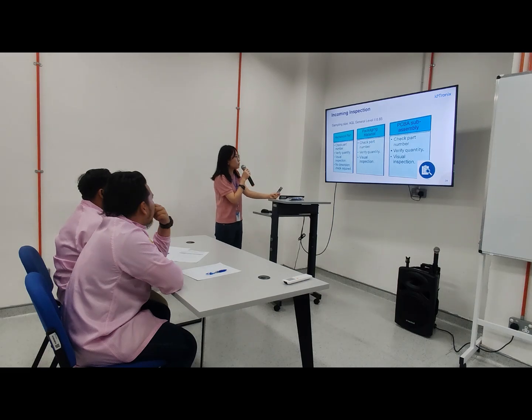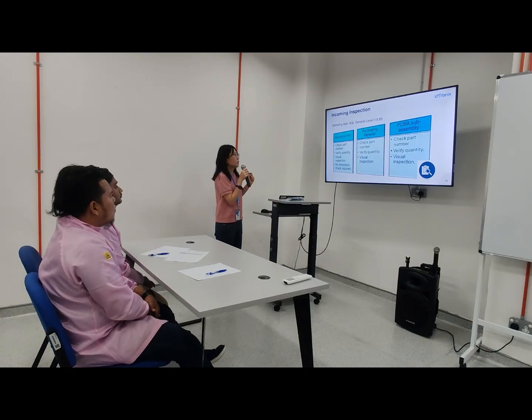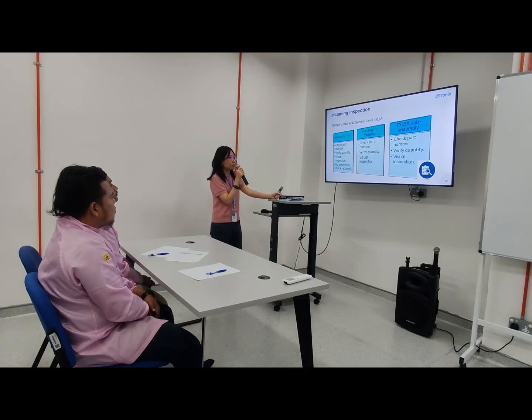Next is packaging material. We'll check the part number, verify quantity, and then visually check the packaging material condition. Last is PCBA sub-assembly. We'll check the part number as well, verify the quantity, and then do visual inspection. Okay.